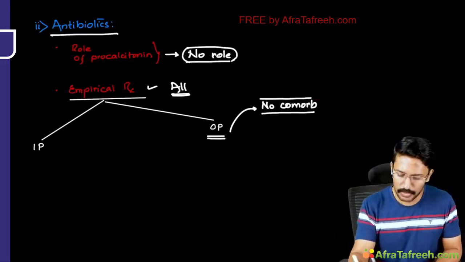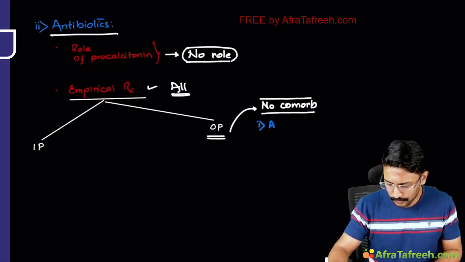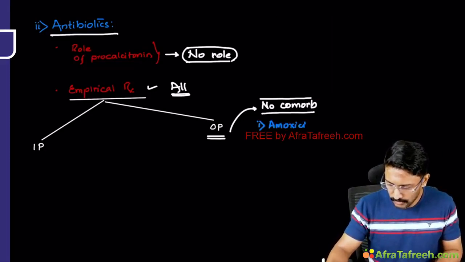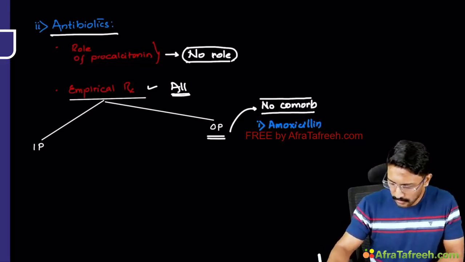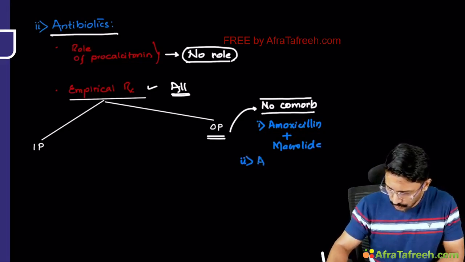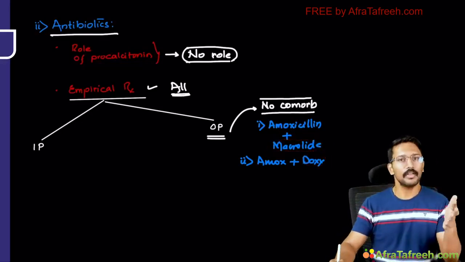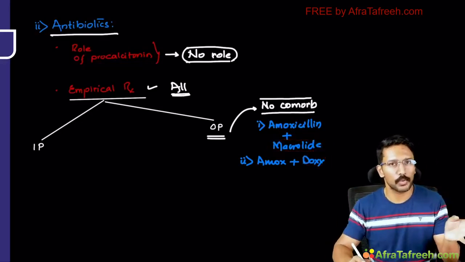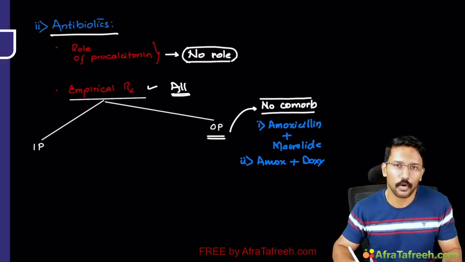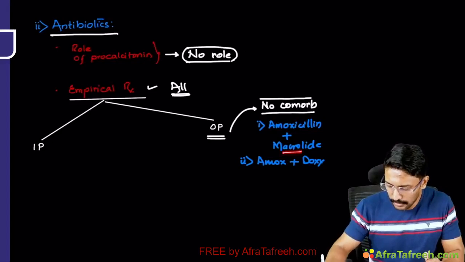Those who do not have any comorbidities, what is recommended now is either you can treat them with a combination of amoxicillin or even ampicillin plus a macrolide, or second, a combination of amoxicillin plus doxycycline. We are adding this macrolide or doxy mainly for the atypical coverage, because the emphasis is not on doing the gram stain and culture, which is not making much of a difference in terms of outcome. So we are relying more on making empirical choices.